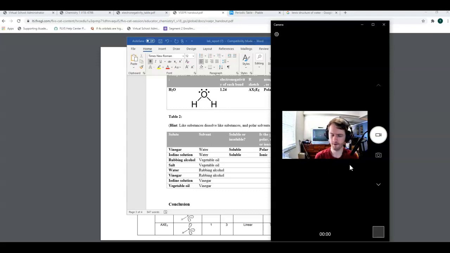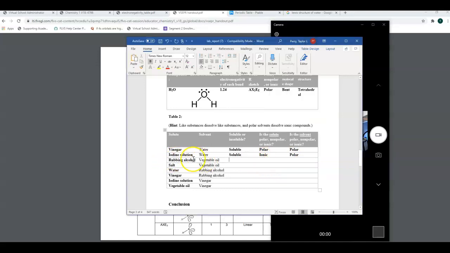Now, first off, you know that oil and water don't mix, right? That's age-old knowledge. So think about this: if oil and water don't mix, what must oil be? Non-polar or polar? It doesn't mix with water, so it must be non-polar. Right off the bat, we can write that in there. Because oil does not mix with water, it must be a non-polar substance, okay?